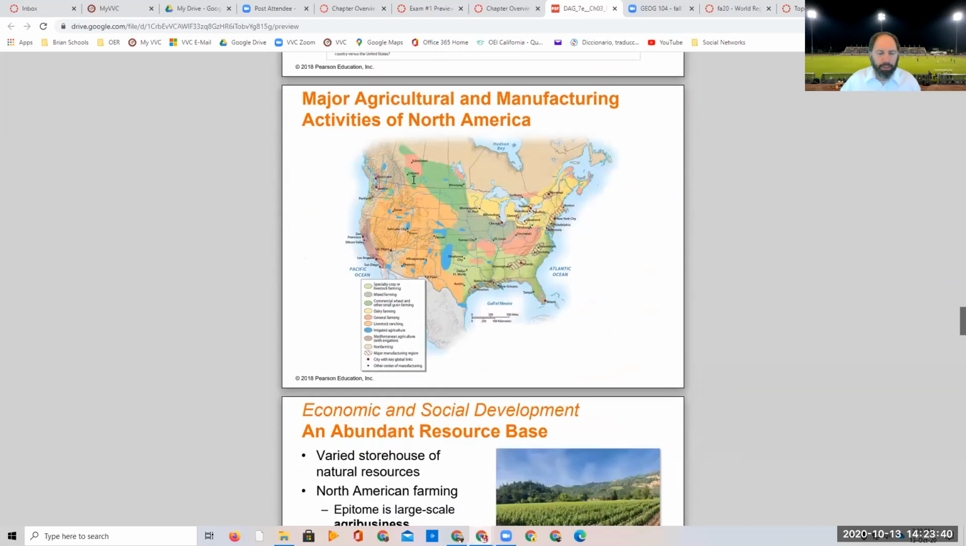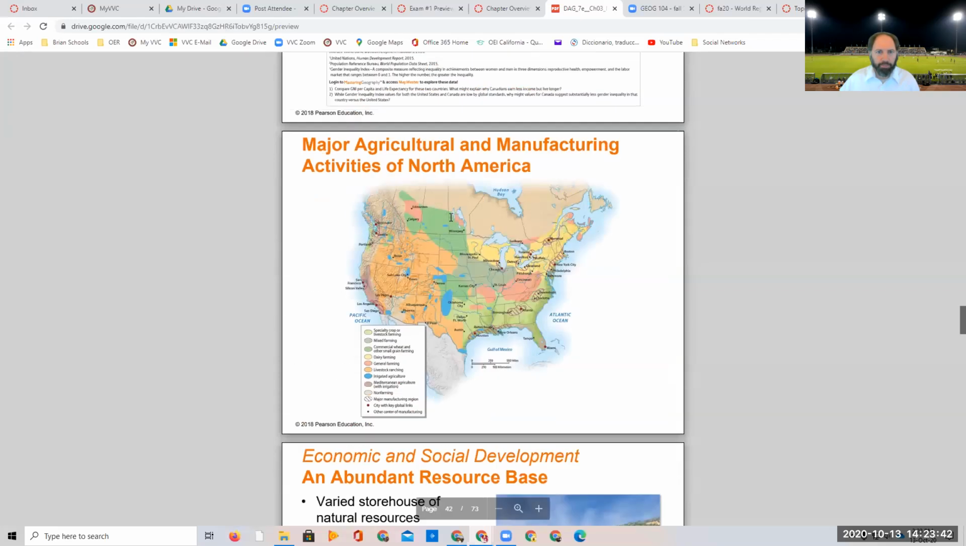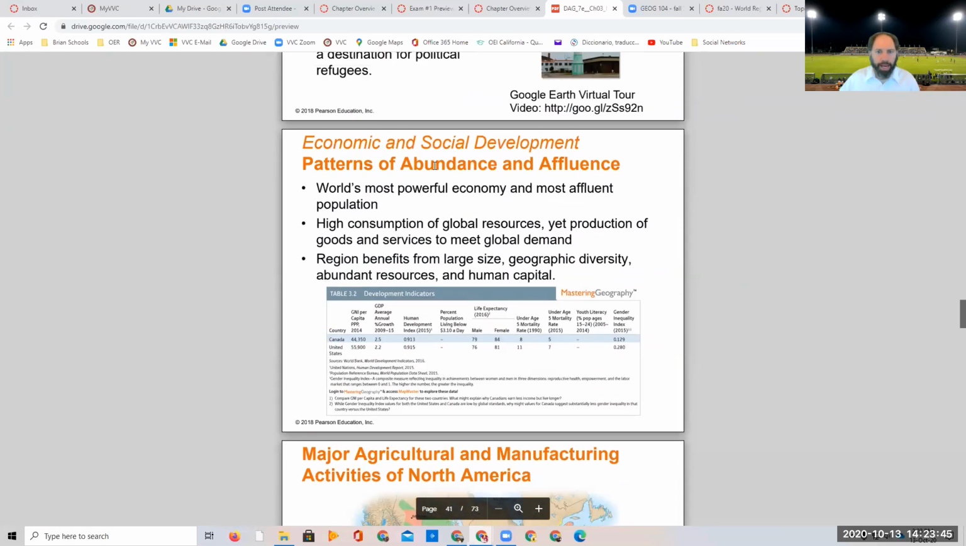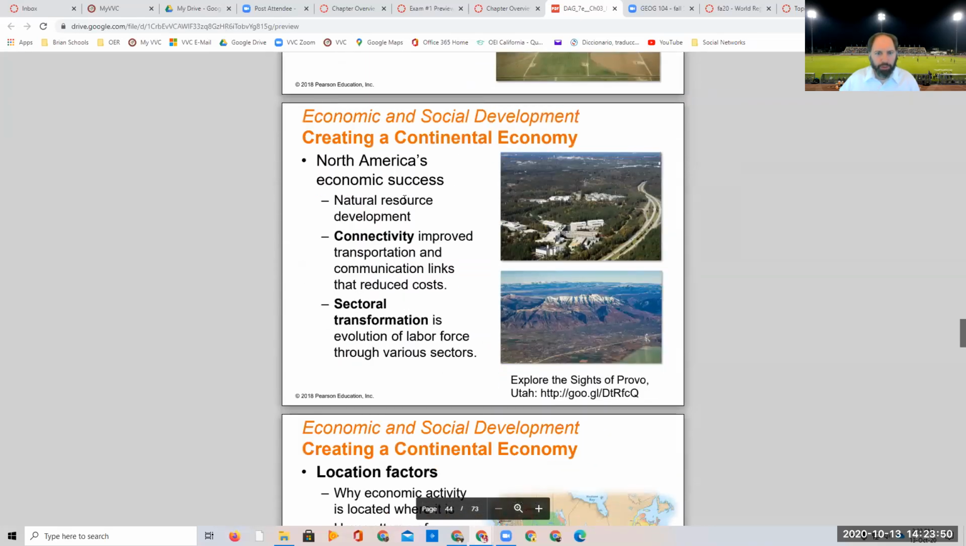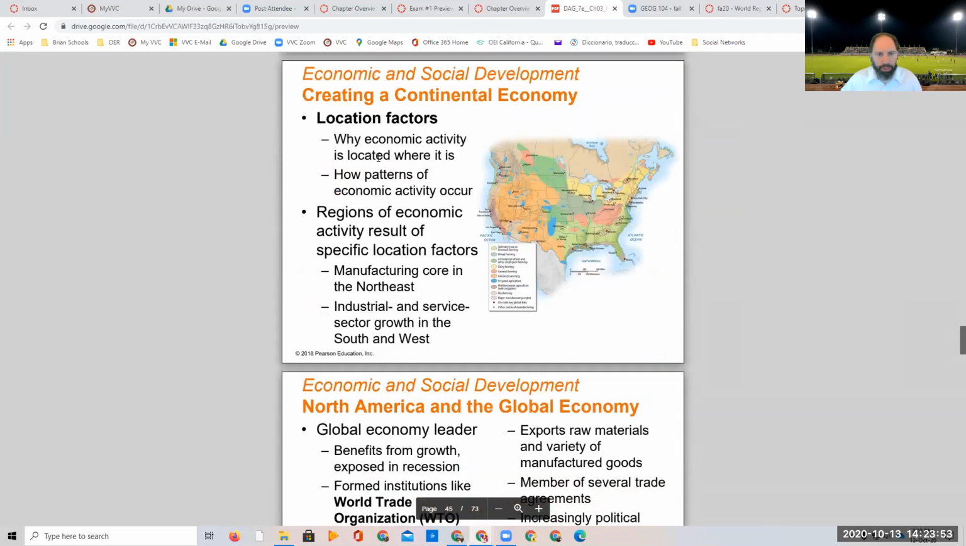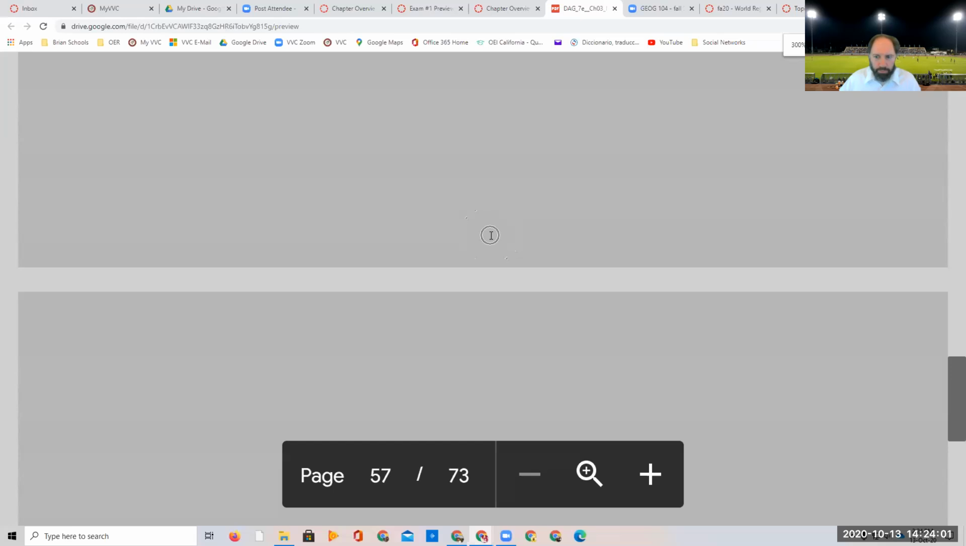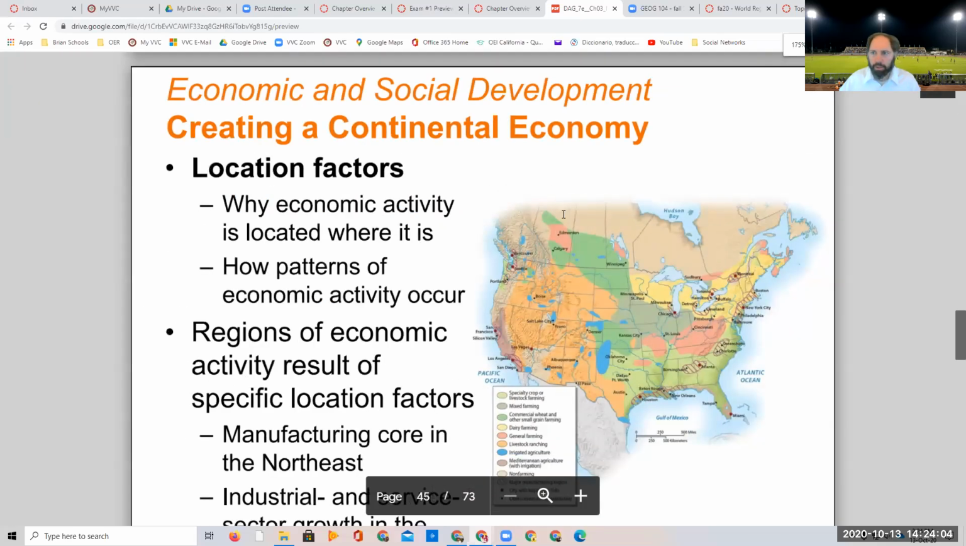So this map will lead into the economic and social development. It talks about patterns and abundance, not immigration. But the next couple pages cover parts of the country and the economy. You can see here location factors, regions of economic activity. If we zoom into this, we could actually see parts of North America, Canada included, that are known for specific things, okay.